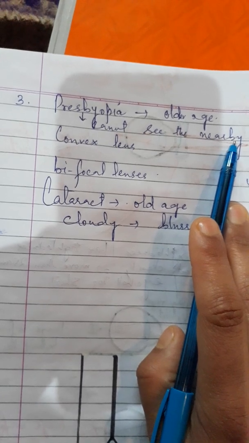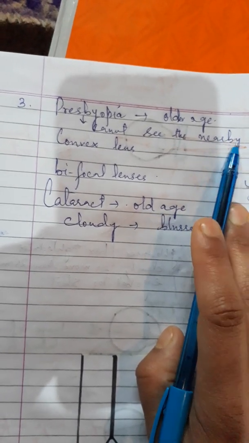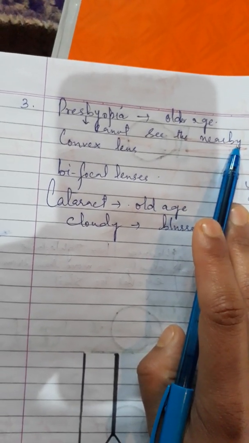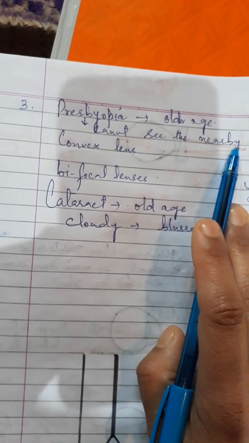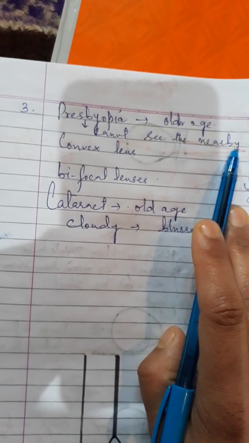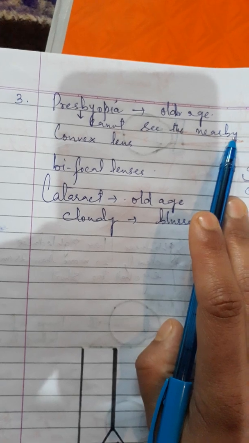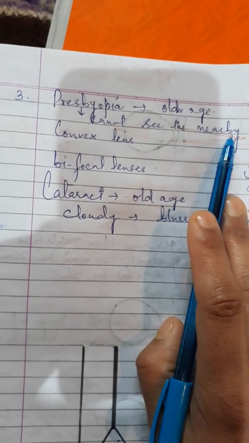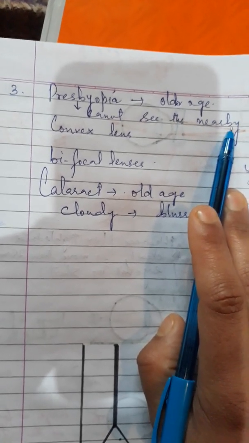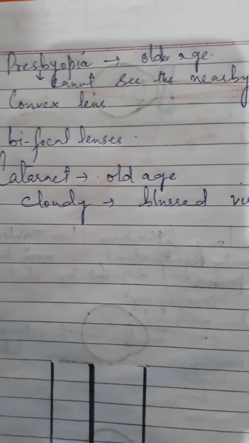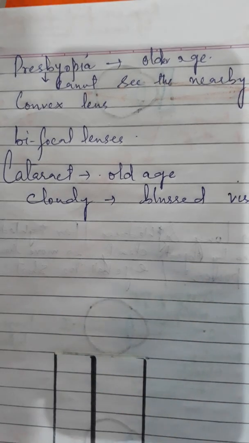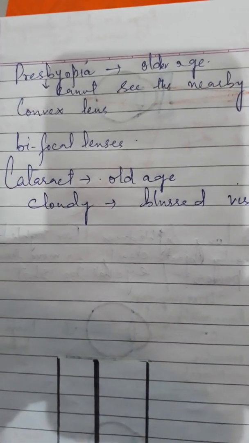So presbyopia occurs in old age due to gradual weakening of ciliary muscles and diminished flexibility. This is the same as hypermetropia. The near point of an old person gradually recedes and becomes much more than 25 centimeters. So this is a special kind of hypermetropia, and it's also called old age hypermetropia. Now this defect is again corrected in the same way as hypermetropia, by using spectacles having convex lenses.